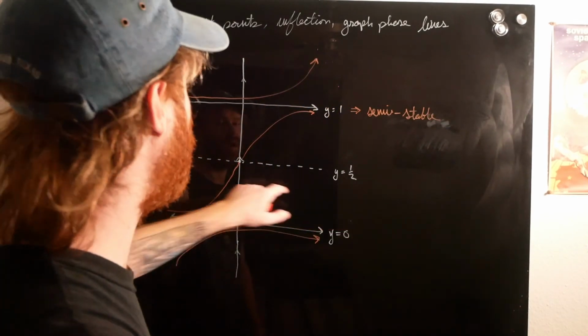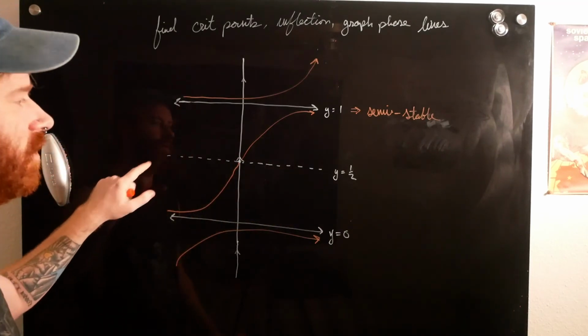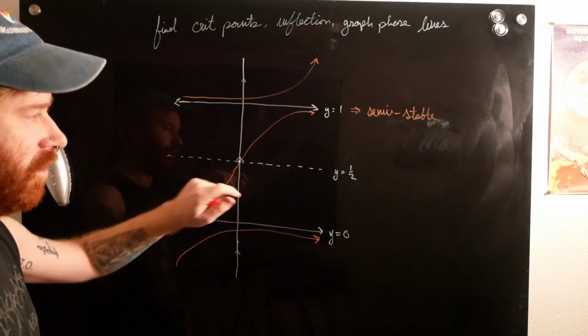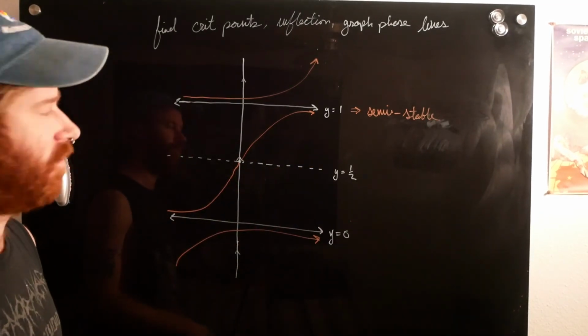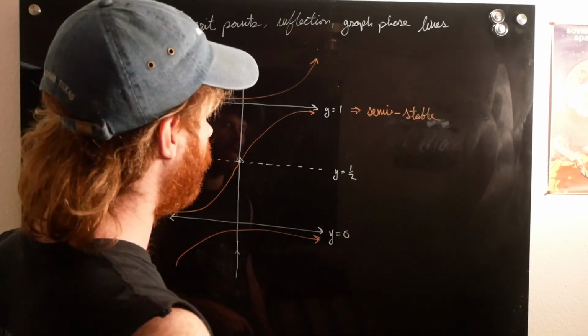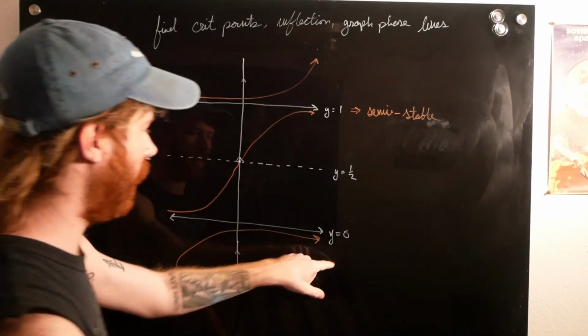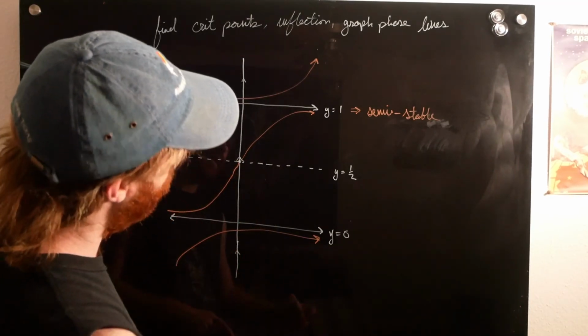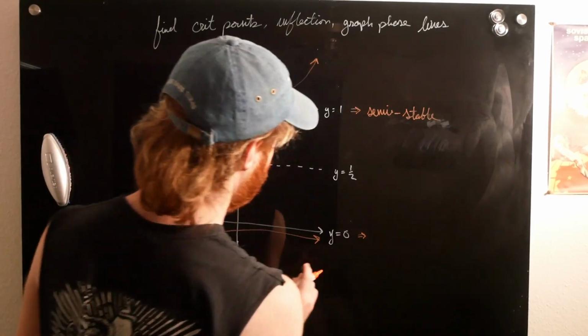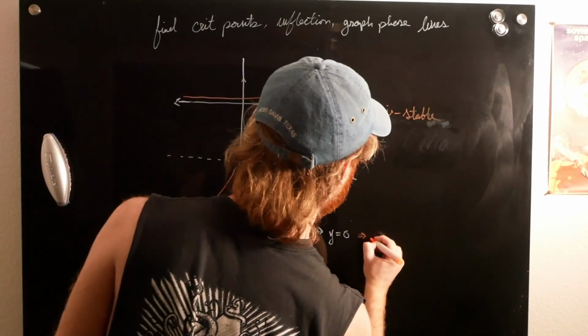y equals 1/2. Remember, we're not worried about this. This is just an inflection point. This isn't an equilibrium point. So there isn't any sort of stability you have to account for in an inflection point that's not an equilibrium point. So y equals 0, this is also semi-stable because one side is coming towards it, one is away from it.